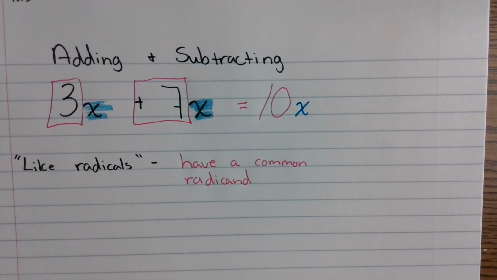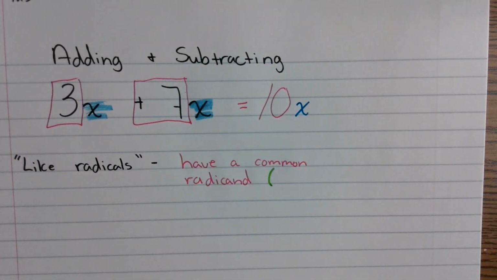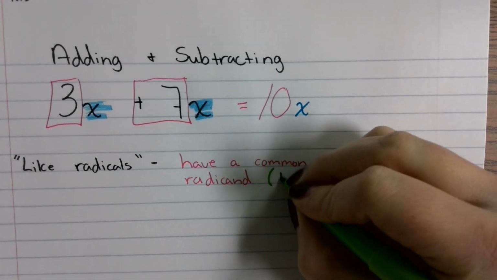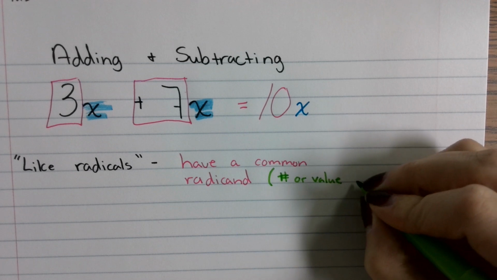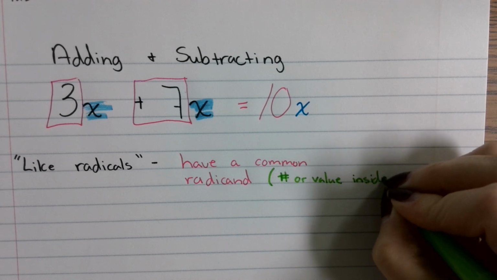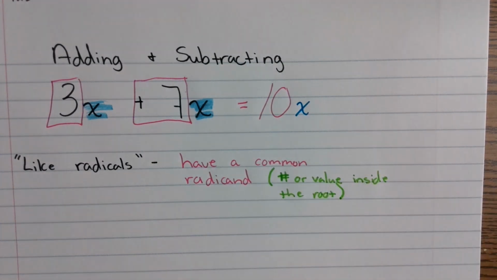Which means that the number that is inside the root has to be the same, or the value. It doesn't necessarily always mean it's a number because there could be a variable that's inside as well. It just means that what's inside of the radical, or inside of the square root, has to be identical in order for you to combine. So the number or value inside the root, that's what we're focusing on when we say radicand.